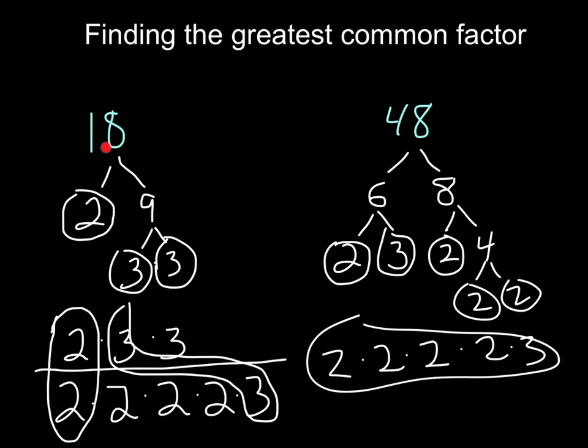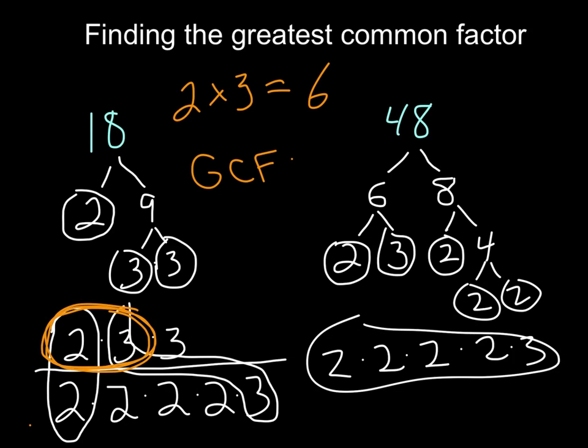Now, to find what the greatest common factor is between 18 and 48, we're going to take a look at the factors that were the same in both numbers. I see here that 2 and 3 were the numbers that matched up. So all I do to find the greatest common factor is multiply the common factors that I found right here. 2 times 3 is 6. That means the greatest common factor, or the GCF, between these two numbers is 6.